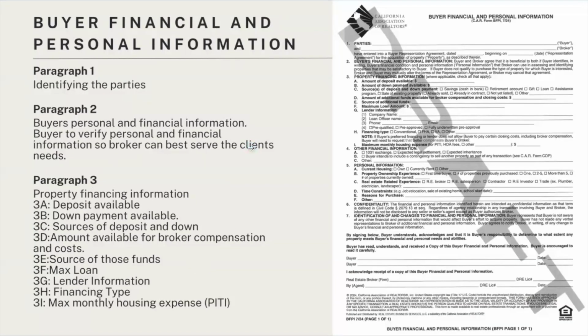This is the buyer financial and personal information. Again, optional document. However, it does say, and it does obligate, the buyer is obligated to provide this information and provide this document to you within 5 days of you actually entering into an agreement with them. And so it is an important document.